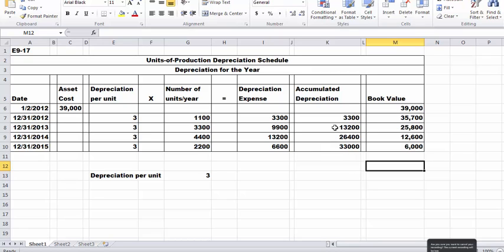So that's how you calculate units of production depreciation for PAPAs for those 4 years. And to answer the second question posed in this exercise, which method tracks the wear and tear on the equipment most closely? Units of production is the answer.